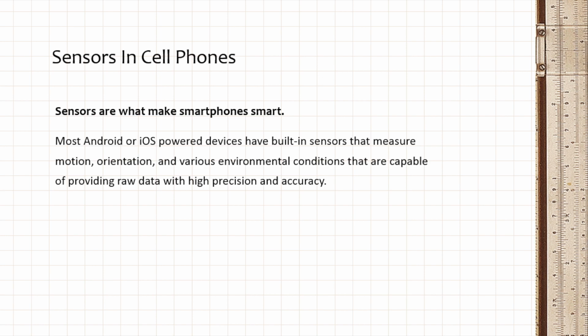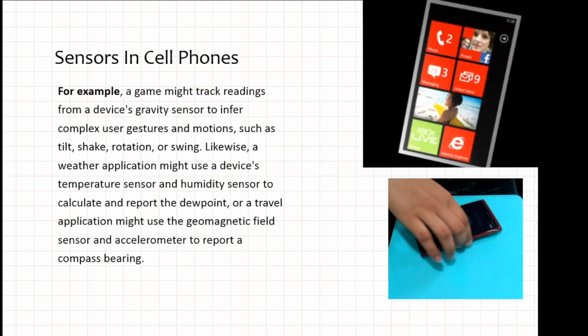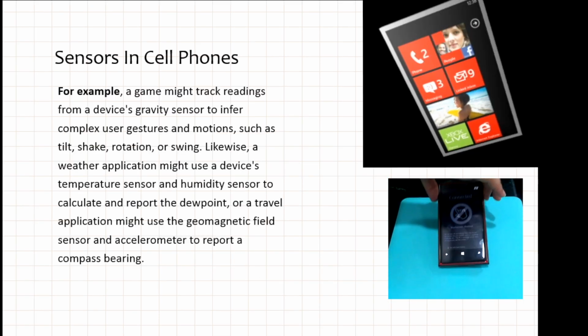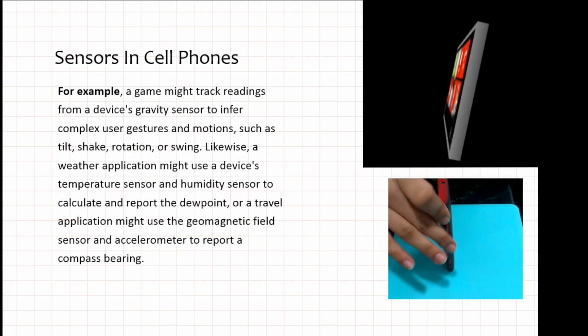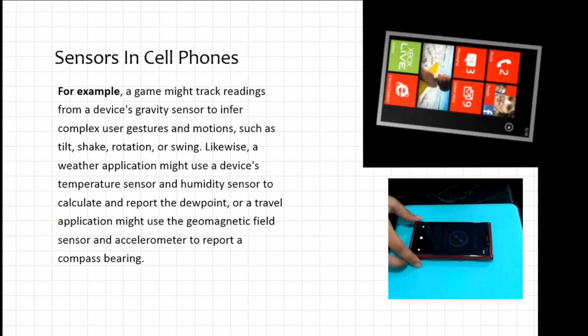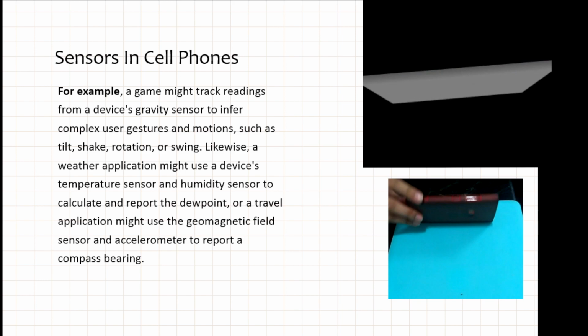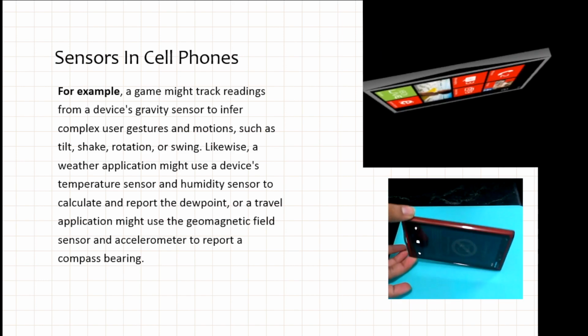Sensors in cell phones. Sensors are what make smartphones smart. Most Android or iOS powered devices have built-in sensors that measure motion, orientation, and various environmental conditions that are capable of providing raw data with high precision and accuracy. For example, a game might track readings from a device's gravity sensor to infer complex user gestures and motions like tilt, shake, rotation, or swing.